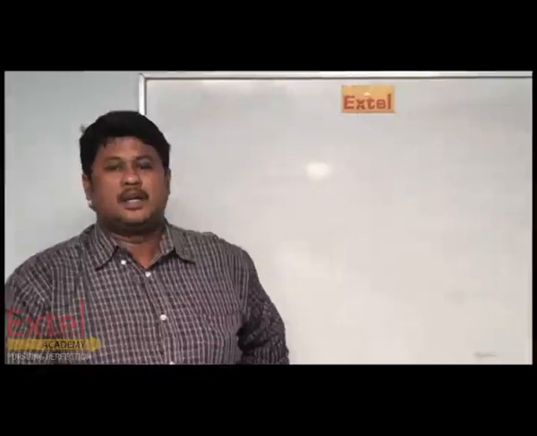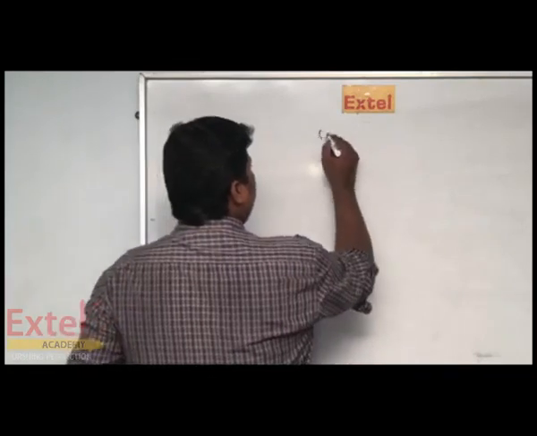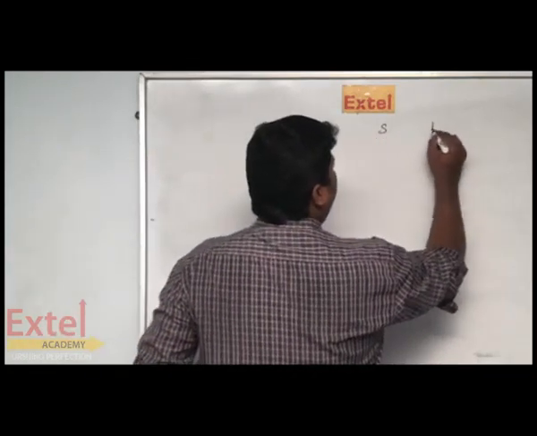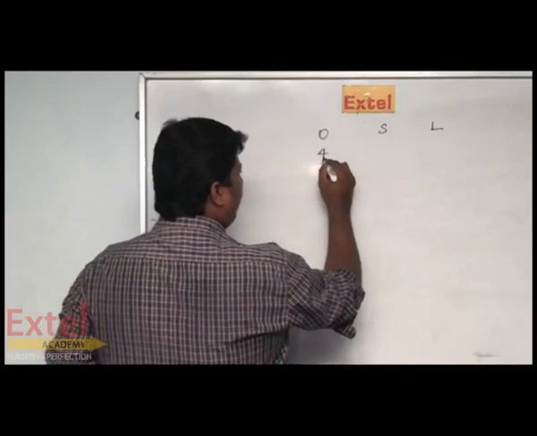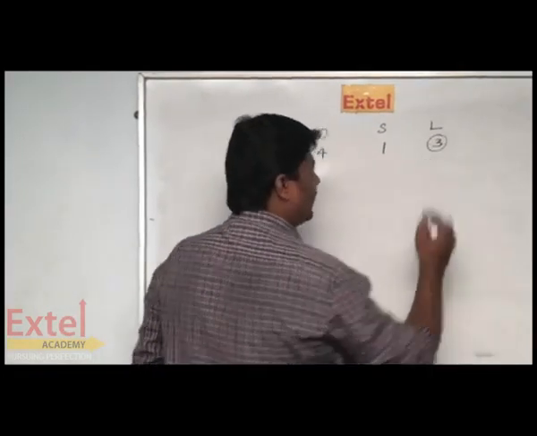So let us move on to the next unit called analytical geometry. That is your fourth unit. As I already told you in the beginning of the section, about the weightage of the content, you will have more marks from analytical geometry, that is 40 marks. I'll just distribute the marks. Your objective type, short answers and long answers: 4 from objective type, 1 short answer, and 3 ten-mark questions.